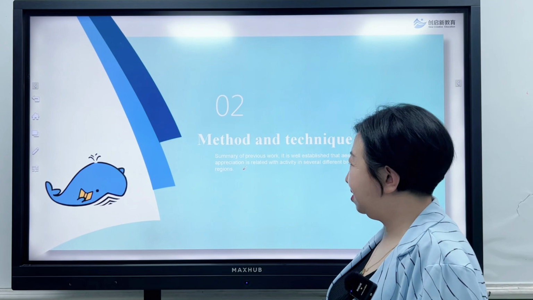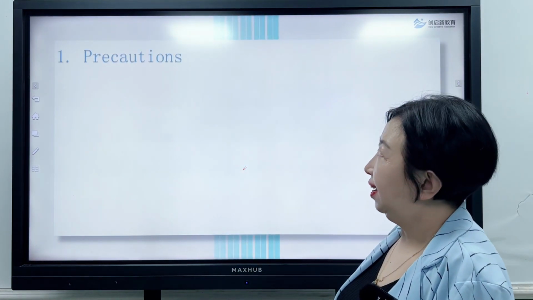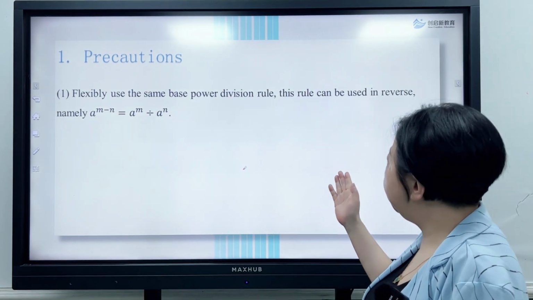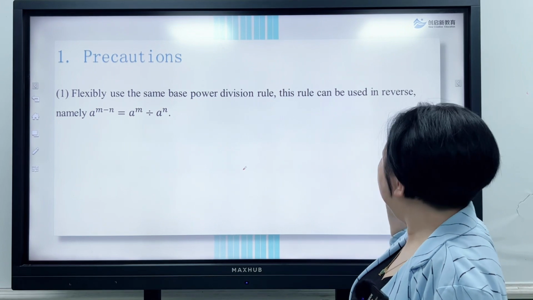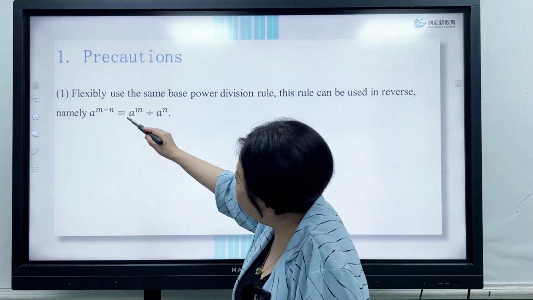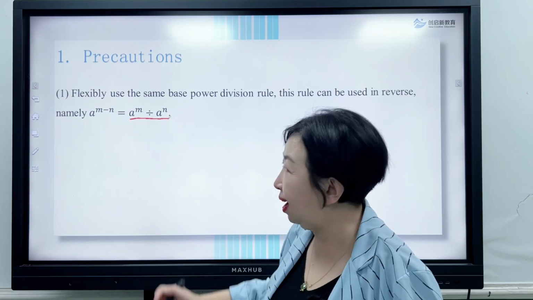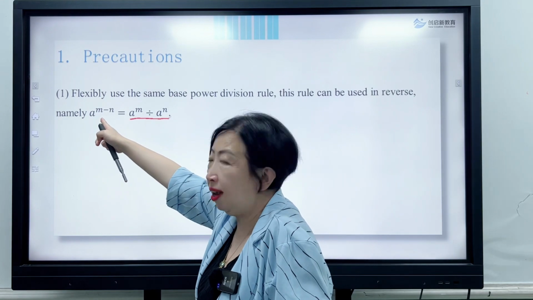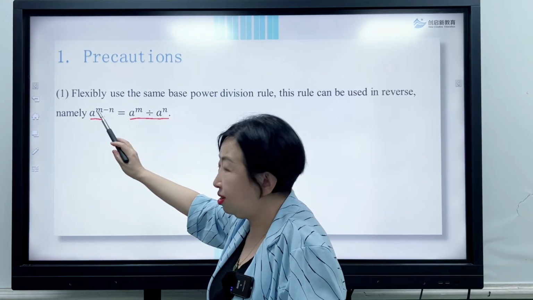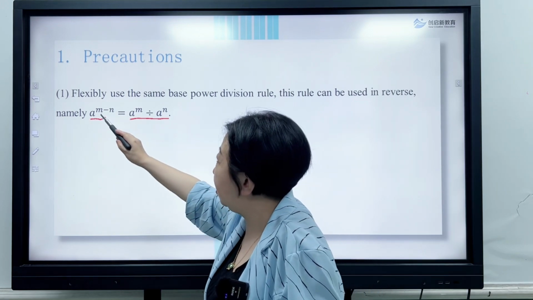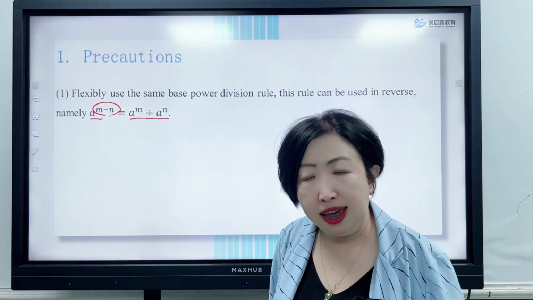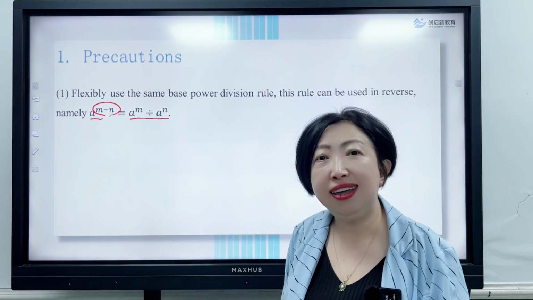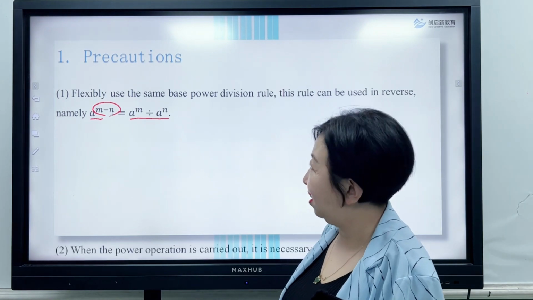Then let's learn some methods. First, frequently use the same base power division rule. This rule can be used in reverse. First, we learn a to the power m divided by a to the power n equals a to the power m minus n. Then we can use the base a and the exponent m minus n, which equals a to the power m divided by a to the power n.